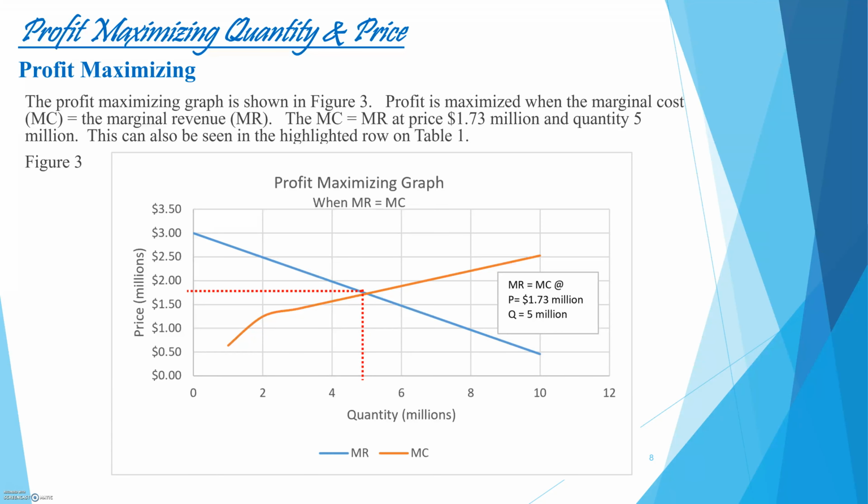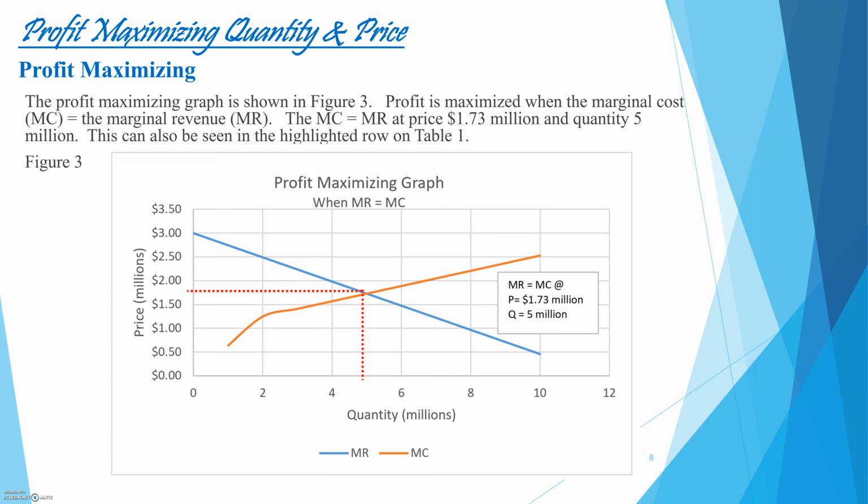The dotted lines, both horizontal and vertical, show the point where those two curves intersect. They intersect where the quantity is equal to 5 million and the price is equal to 1.73 million. And I've noted that in a box to the right of those curves. This formula, when the marginal revenue equals the marginal cost, is important. That is the point where profit is maximized. And again, reiterating, the profit maximization price is 1.73 million at a quantity of 5 million.